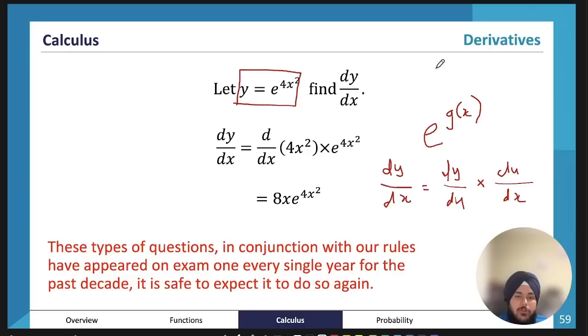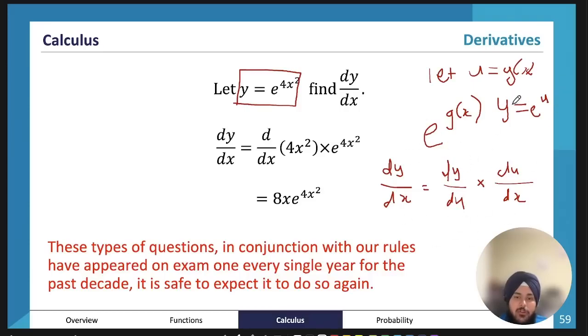So essentially what you're going to do is let g of x equal u. So let u equal g of x, and then we get y equals e to the power of u instead of e to the power of g of x. So then the next step will just be to derive using the chain rule.